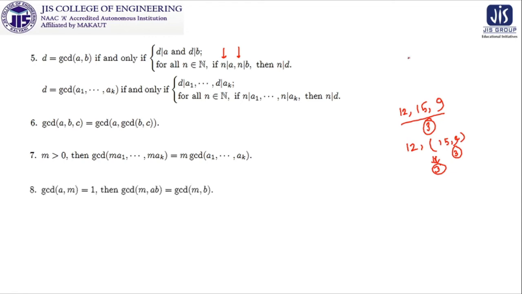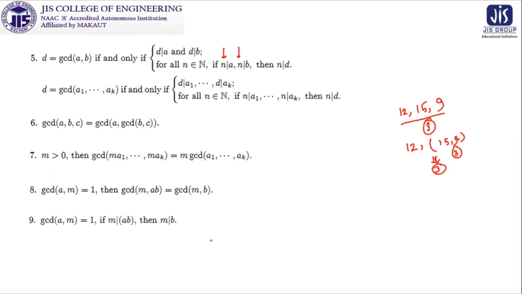Now proceeding further, the next one is GCD of A comma M is 1. What does it mean? That is, A and M are relatively prime. Then GCD of M and A into B will be GCD of M and B, because GCD of M and A is 1, so it will not create any impact on the GCD of M and B. You can take any example and you can prove it very easily. This is also something you can take as your home assignment.